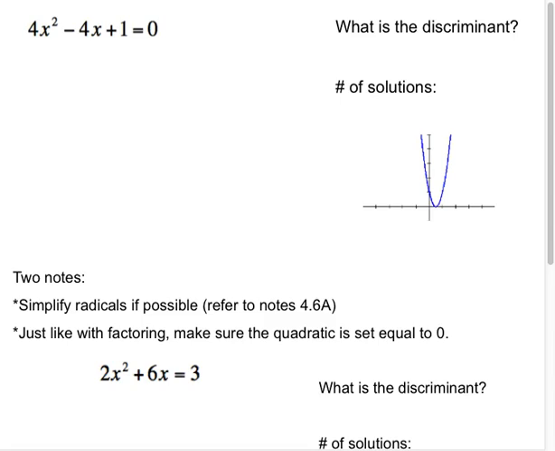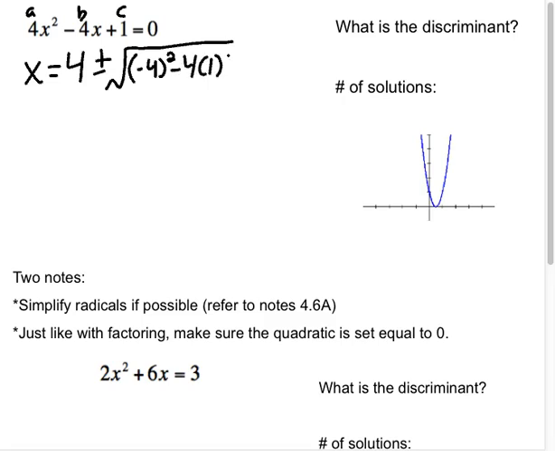Let's do another example. Here my A is 4, B is -4, C is 1. Let's plug it in the formula. Negative B, well, if B is already -4, that means negative B is going to be +4, plus or minus the square root of B squared minus 4 times A times C, all over 2 times A.